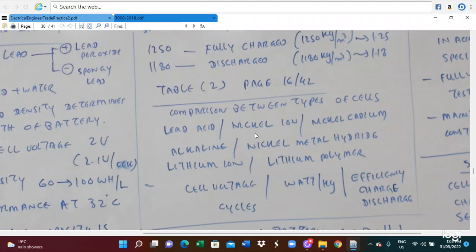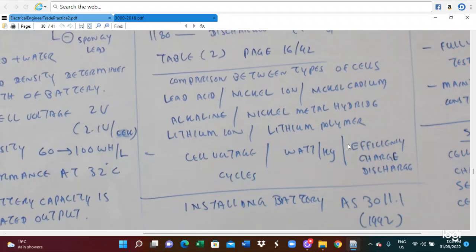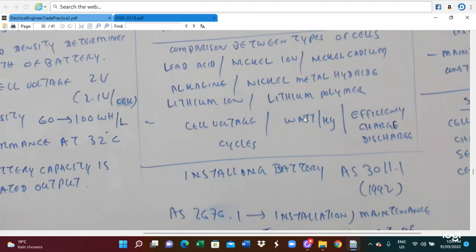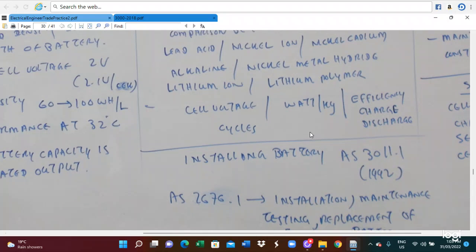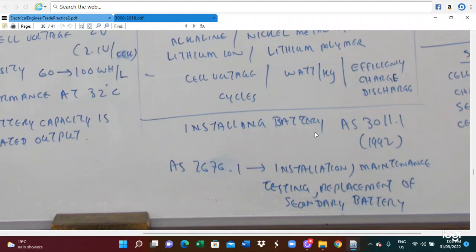We also use a comparison between the types of cell: lead acid, nickel iron, nickel cadmium, alkaline, and also lithium ion and lithium polymer. Those cells need to be compared for how they are utilized and their efficiency. The cell voltage, watt per kilogram, and efficiency are the factors determining the selection of the appropriate type of cell or battery.